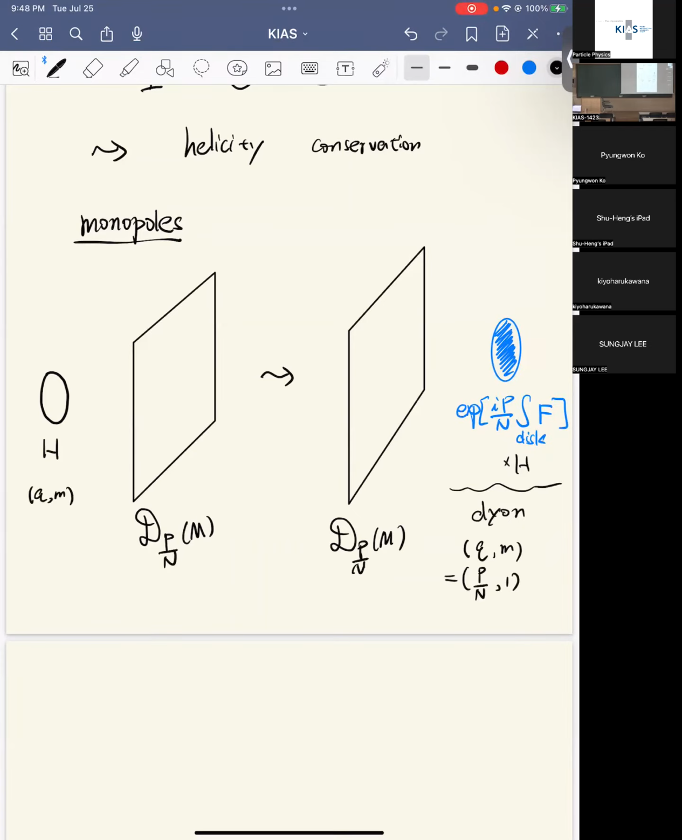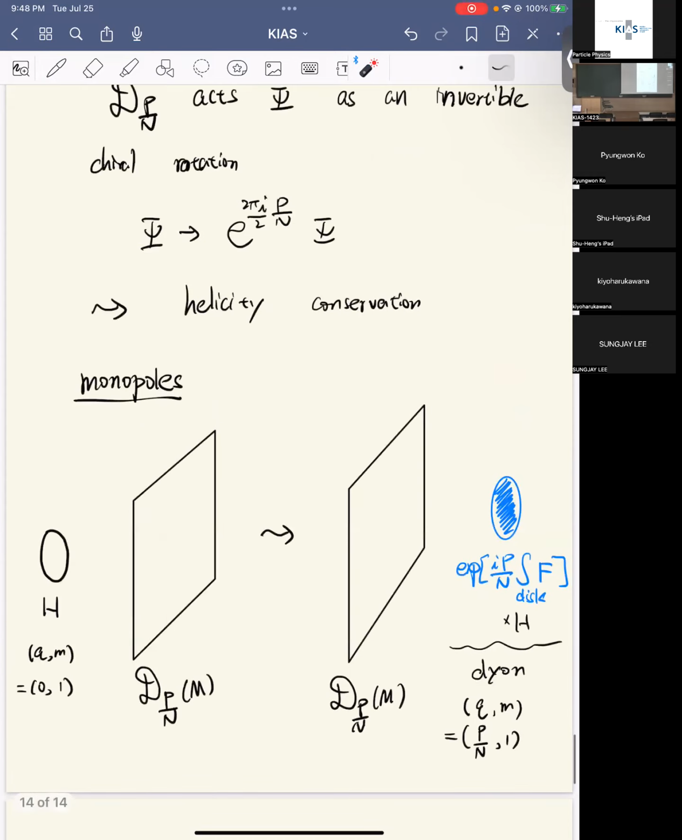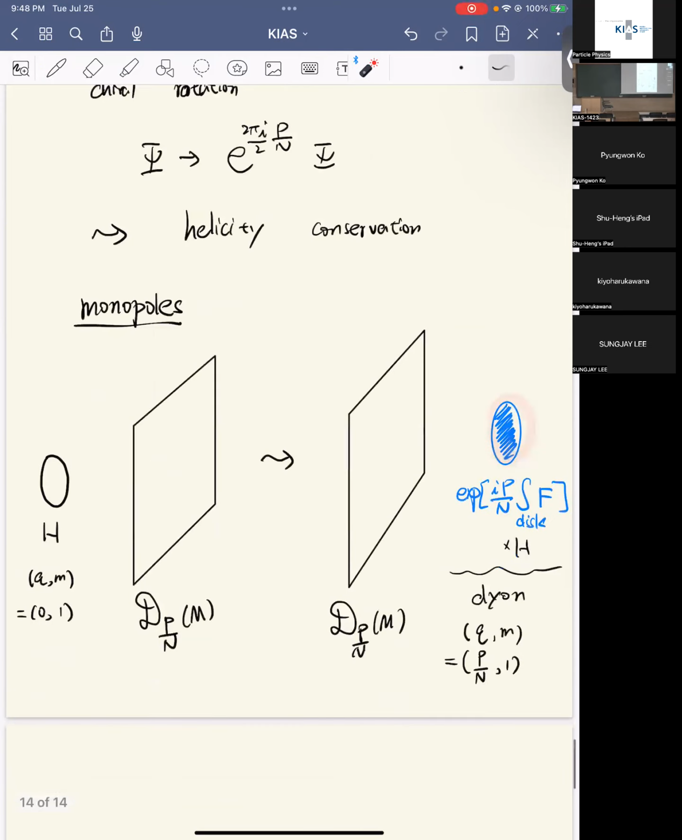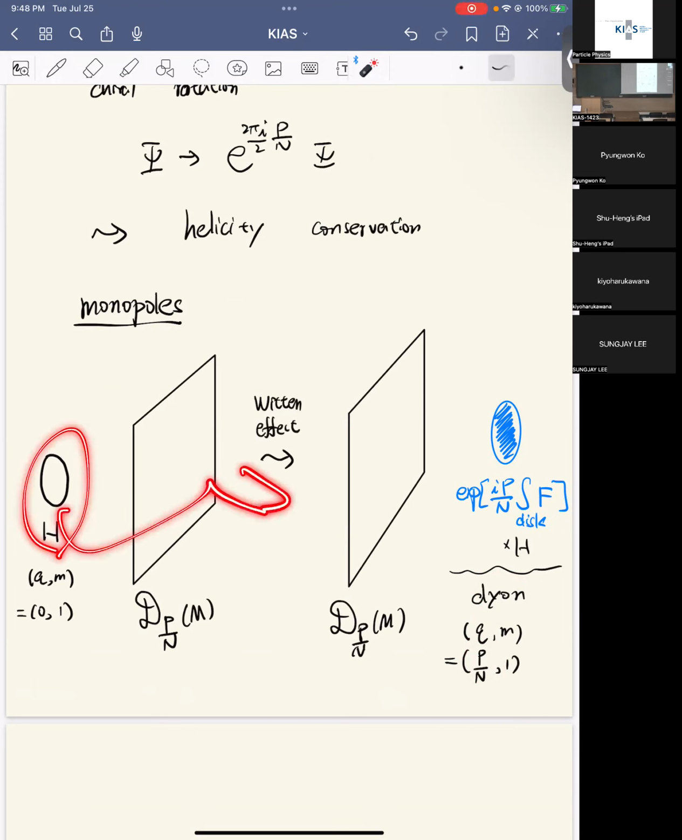You start with a monopole with no electric charge, with one unit of magnetic charge. After it goes through the non-invertible defect, it's no longer a genuine line operator. It becomes a surface operator. And it can be thought of as a dyon carrying a fractional charge. And some of you might have already recognized this. This is nothing but the Witten effect. As the 't Hooft line goes through the non-invertible defect, the theta angle is shifted. And that's why the monopole turns into a dyon.